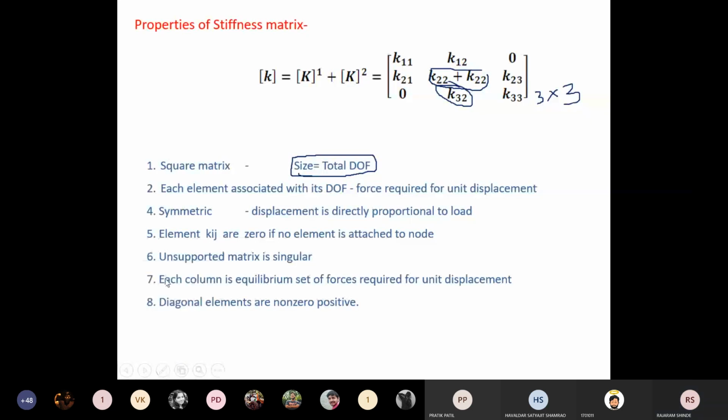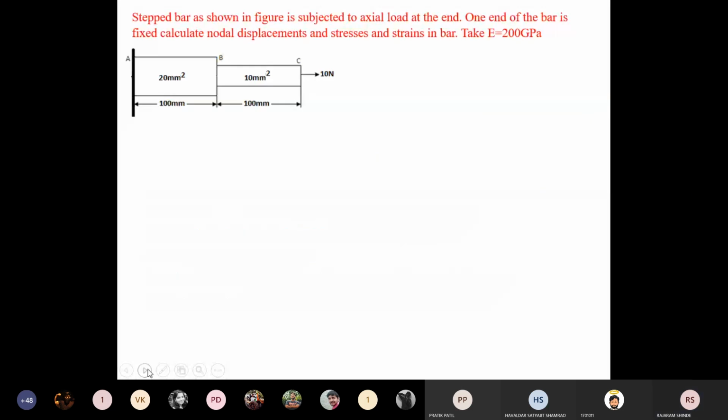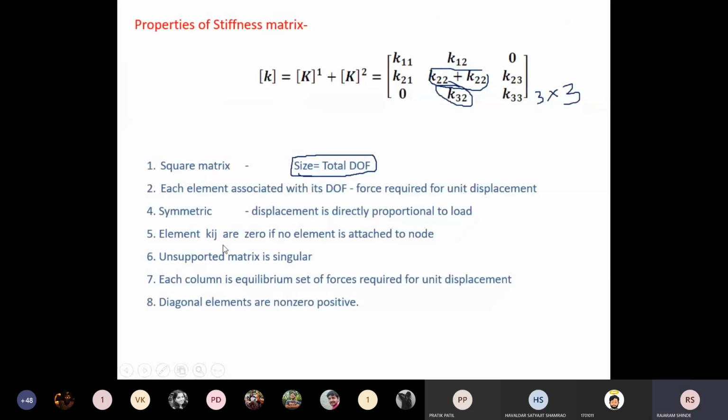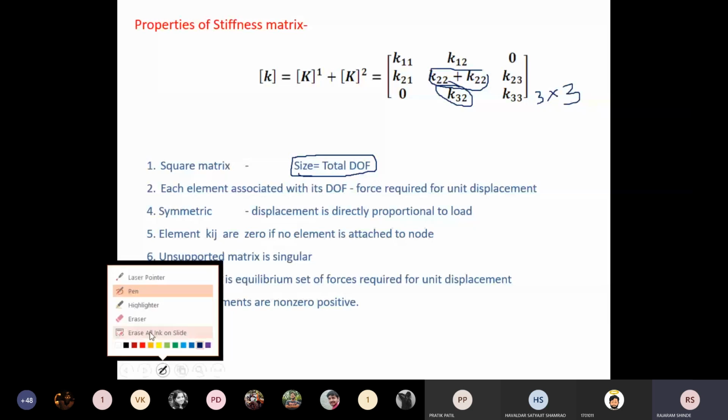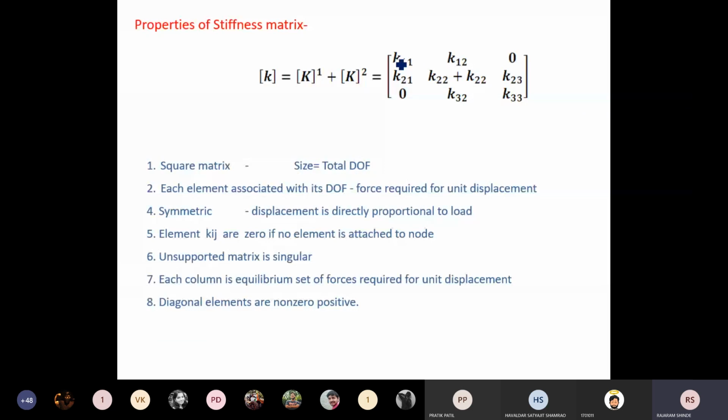Okay, next one, one more thing: you can observe this stiffness matrix. Here this is a plus term, this is a minus term, and this term is equal to this term. Now it means your global stiffness matrix is a symmetric matrix, and what it indicates is that displacement is directly proportional to the applied load. That's why you will get the symmetric matrix.